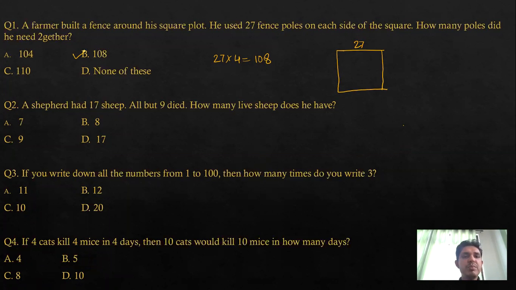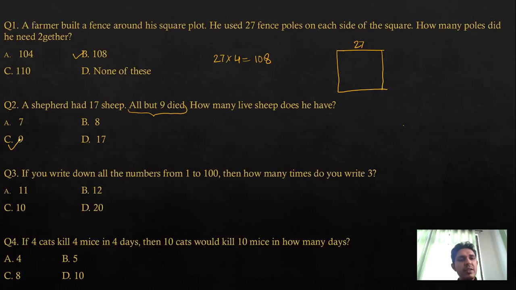Thereafter, the second question is: a shepherd had 17 sheep, all but 9 died. How many live sheep does he have? If you look at the sentence "all but 9 died", what is the meaning of it? Students, the meaning of the sentence is all died except 9, right? That means 9 are alive. So if there are 17 sheep, 9 are alive, and he's asking how many live sheep he has, so the answer will be 9. Apart from this, 8 sheep have died.